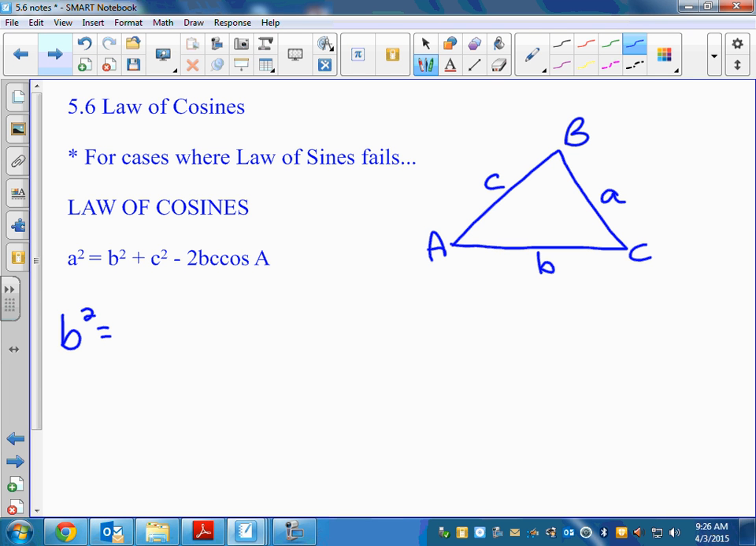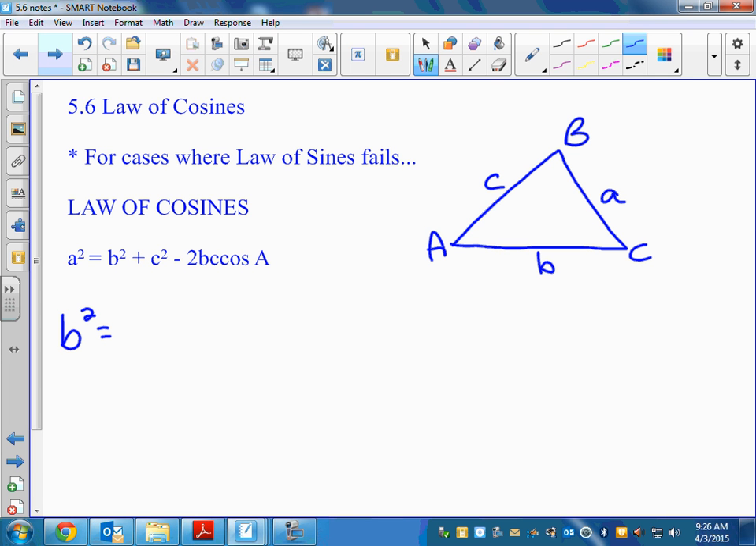What do you think B squared equals? C squared minus 2bc cosine A minus A squared. No, I don't want that. Here's the issue with law of cosines. What if they only gave me angle A? Then that's how I know how to do this one. But what if they gave me angle B? Then you have to use a formula with angle B in it.